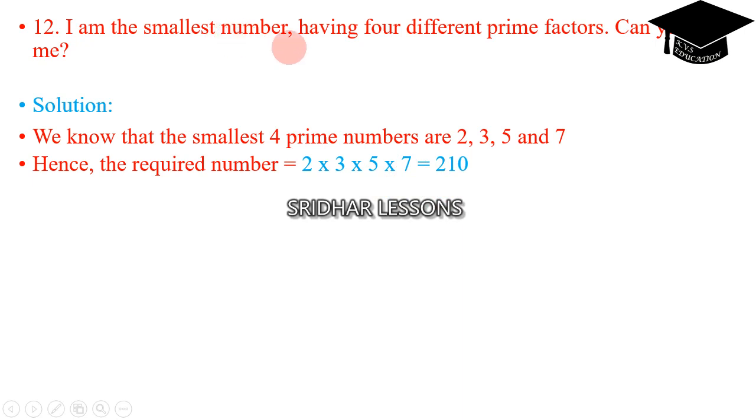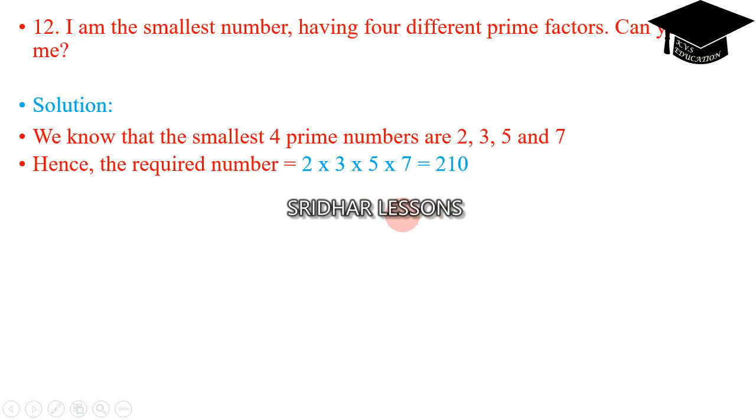The smallest number having 4 different prime factors. Okay. These are the prime numbers 2, 3, 5, 7, the smallest 4 prime numbers. The required number is, if you multiply all these smallest prime numbers, 2 into 3 into 5 into 7, that is 210. With this, we have completed this exercise.